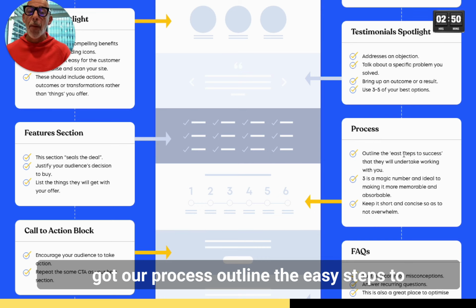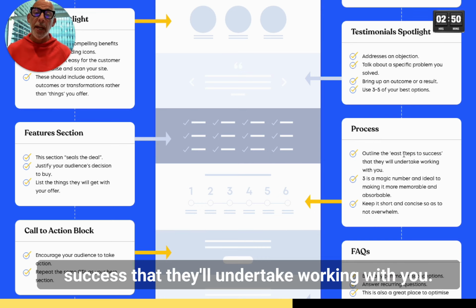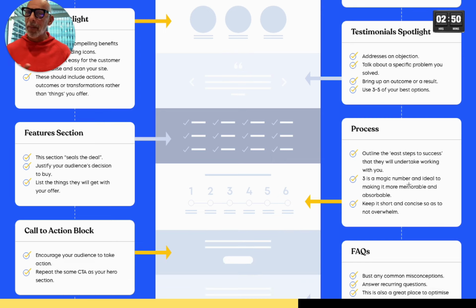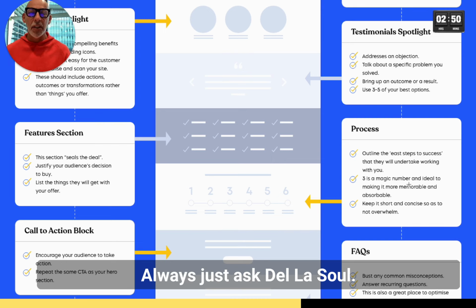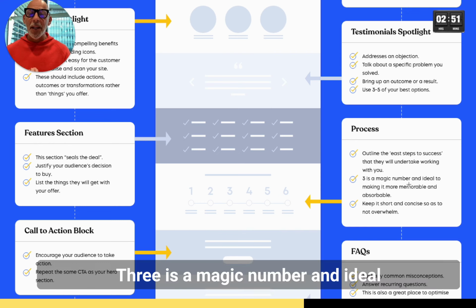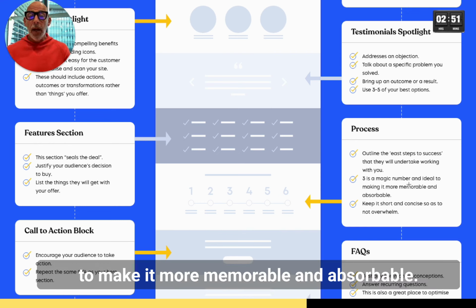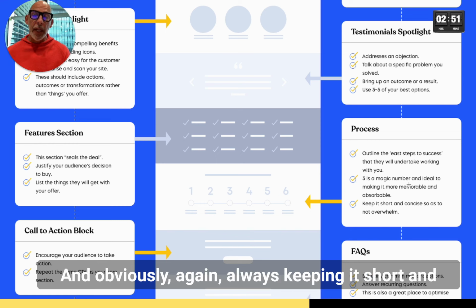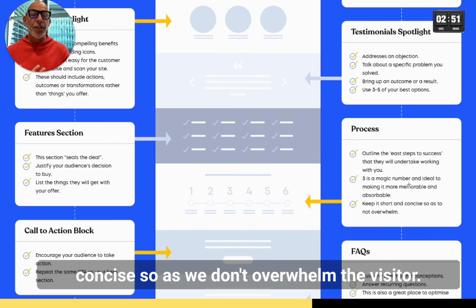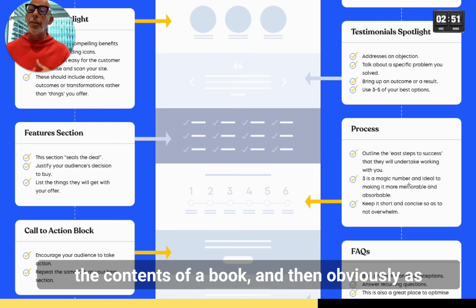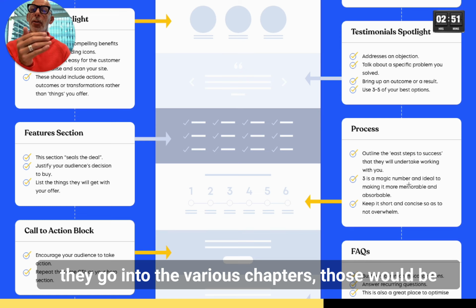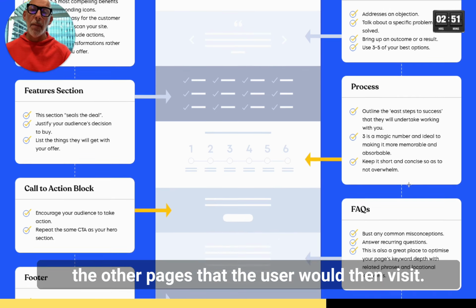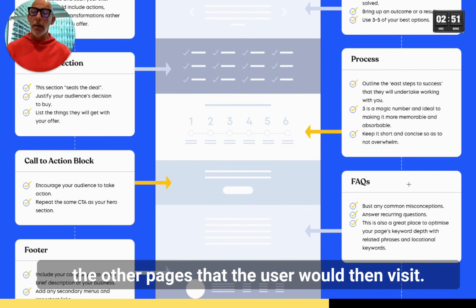And then we've got our process. Outline the easy steps to success that they'll undertake working with you. 3 is a magic number, always. Ask De La Soul. 3 is a magic number and ideal to make it more memorable and absorbable. And obviously always keeping it short and concise so as we don't overwhelm the visitor. Your front page, think of it like the contents of a book, and then as they go into the various chapters, those would be the other pages that the user would then visit.